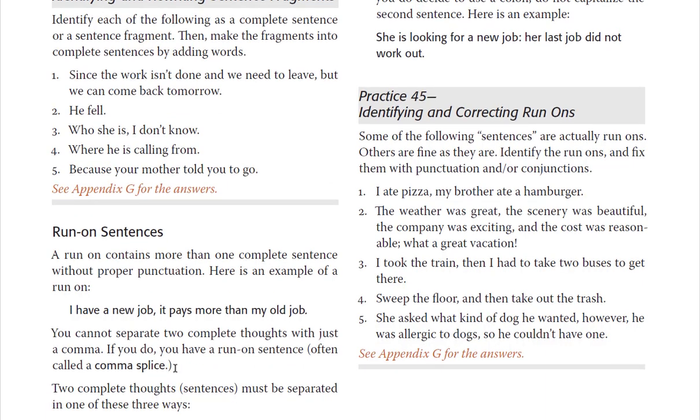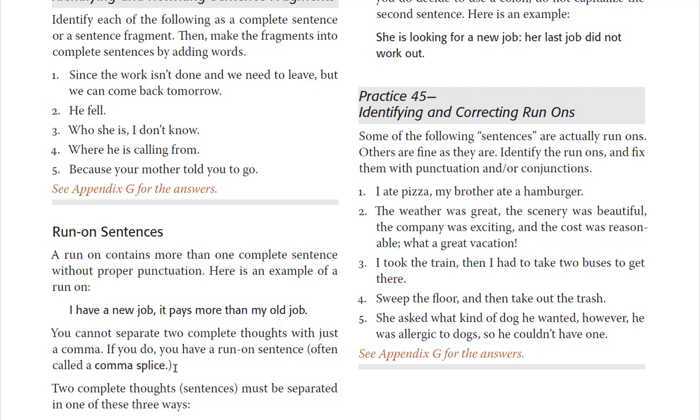Run-on sentences. A run-on sentence contains more than 1 complete sentence without proper punctuation. Here is an example of a run-on. I have a new job, it pays more than my old job. You cannot separate 2 complete thoughts with just a comma. If you do, you have a run-on sentence, often called a comma splice.